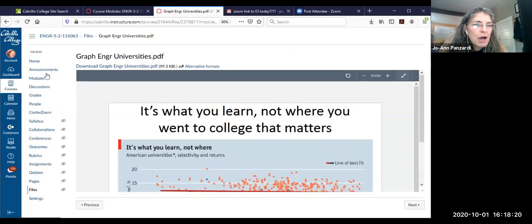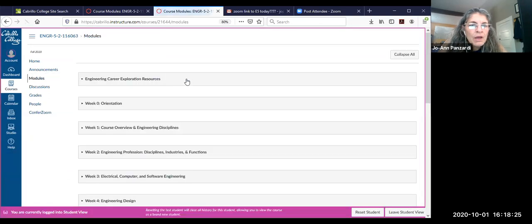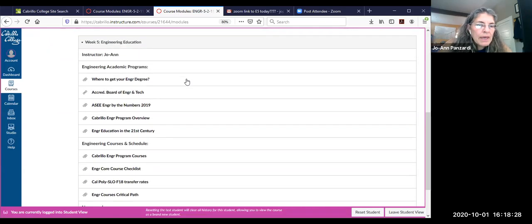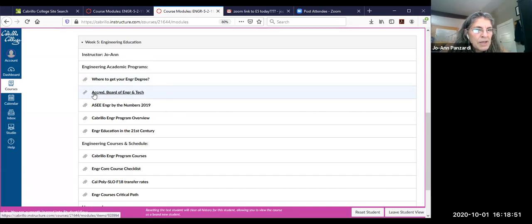And I'm going to go back to the modules. So if it doesn't really matter where you get your engineering degree, what's going to come into play for you in deciding where you want to go? It's really a personal choice. One thing that is very important is the engineering program being accredited. So could everybody see the second link right here? It says Accreditation Board of Engineering and Technology. And I'm going to open that up.